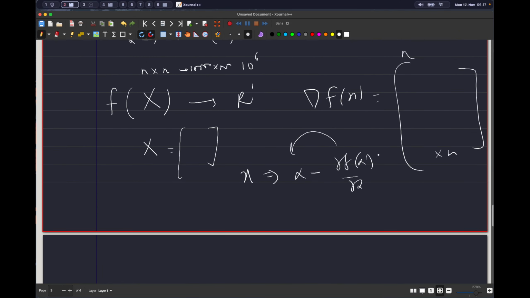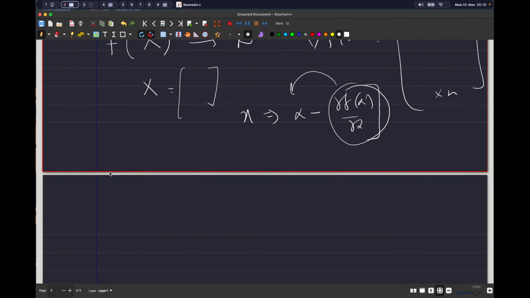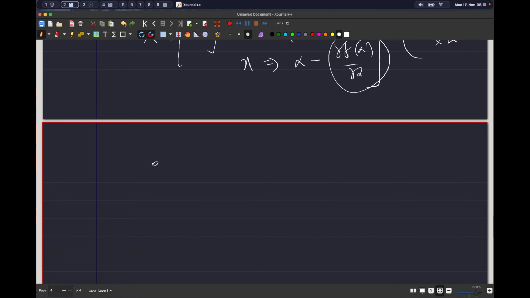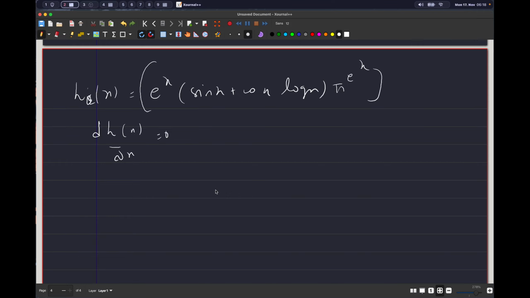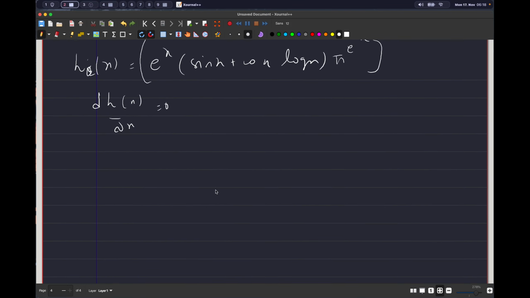This is a bad example that I have given, because anyway you will have to calculate the differentiation at a particular point. But the point is sometimes the functions are too complex to find the derivative. It can be anything like e to the power x, sin x plus cos x, log x, pi e to the power x. Let's say this is your model, h theta x or h(x), and you want to optimize it. One way is to differentiate it and set it to 0, but that is a computationally expensive process.